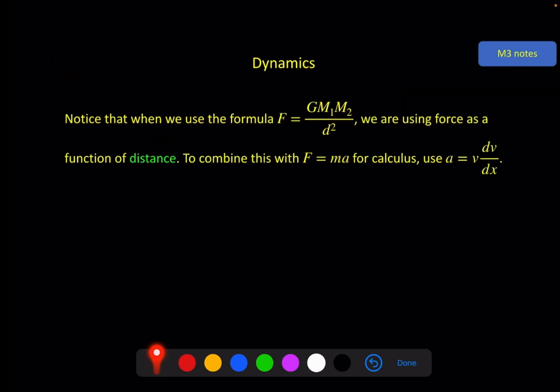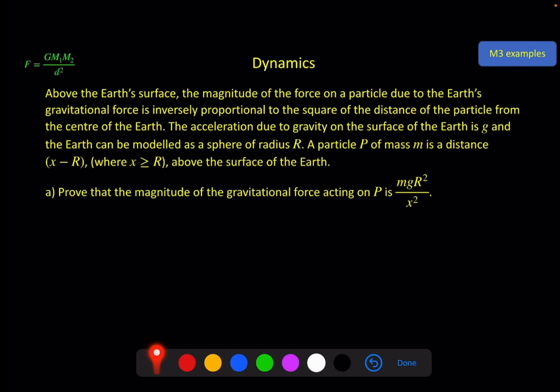If you're dealing with a question like that, then you should notice that when we use this formula here, we're making the force dependent upon distance, not time. So when we combine this with our F equals ma to solve a problem using calculus, you should use a is equal to v dv by dx, not dv by dt. And then we can apply all of the work that we did in the previous video using this as the force involved. So here is an example of this.